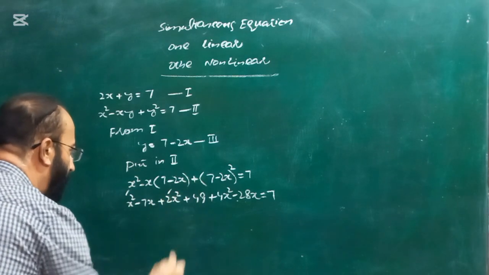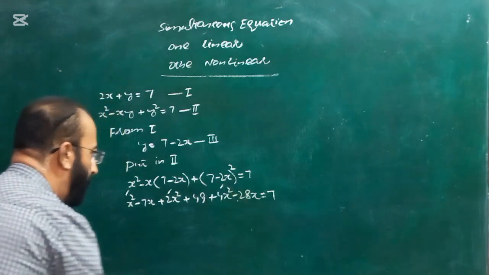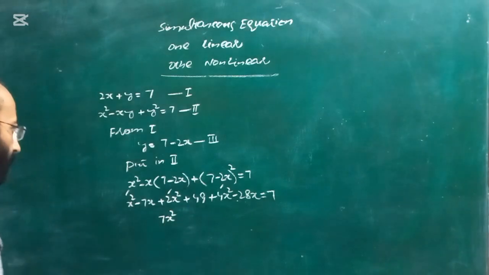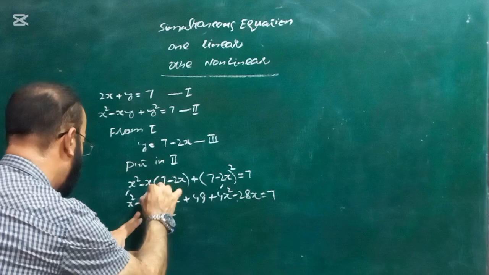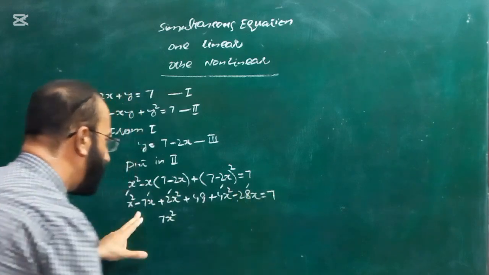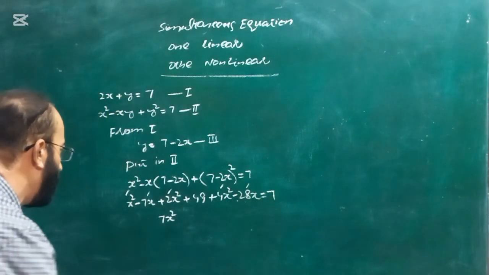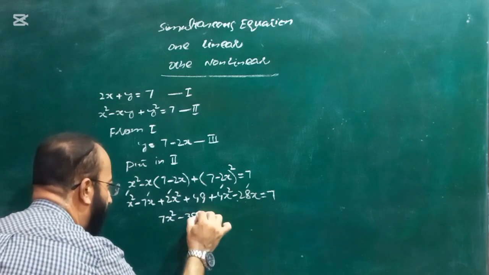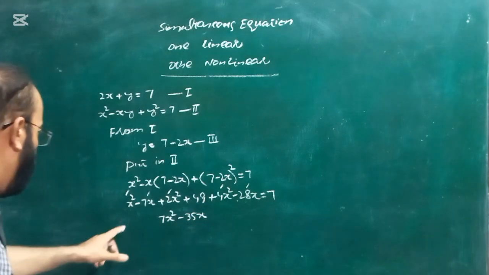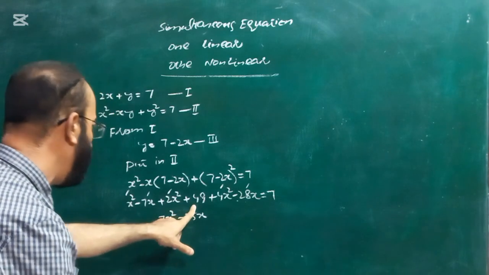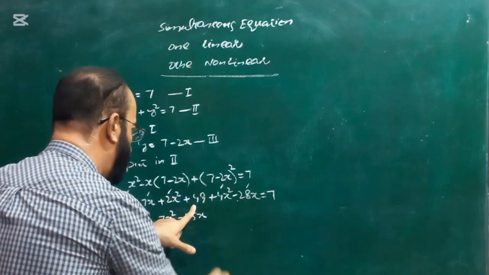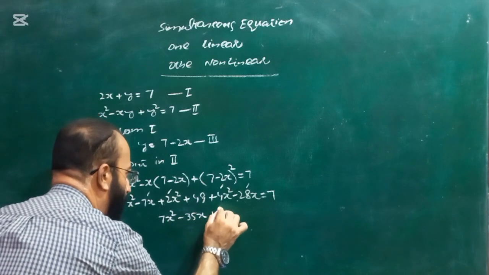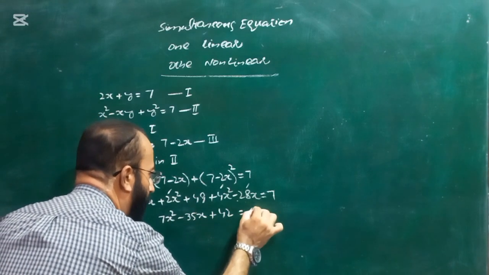So x square plus 2x square will be 3x square, plus 4x square will make 7x square. Okay, now x, so minus 7x and minus 28x will be minus 35x. Okay, finally this 49, this 7 will shift to left hand side and the remaining will be plus 42 equal to 0.